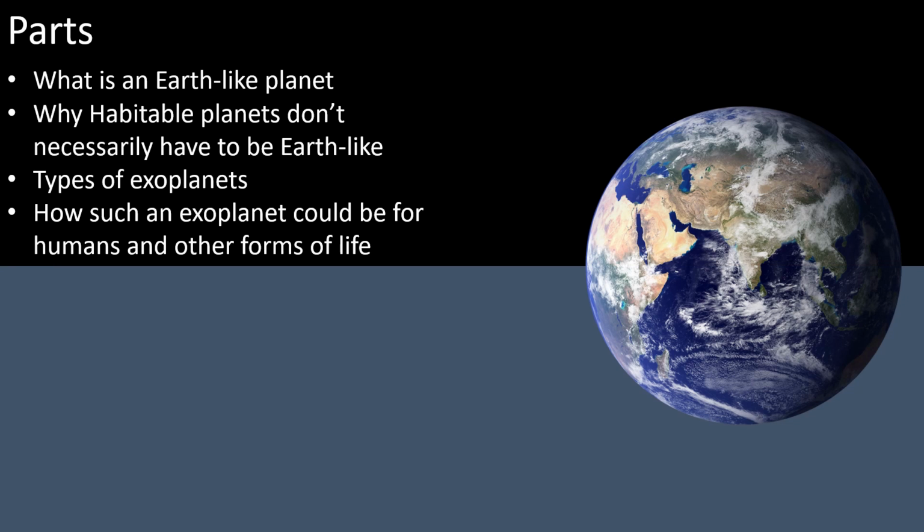Before we continue, we must first make this easier to understand. It's best to divide the video into many parts, as shown on the top left of the screen. What is an Earth-like planet? Why habitable planets don't necessarily have to be Earth-like? Types of exoplanets, and how such an exoplanet could be for humans and other forms of life.